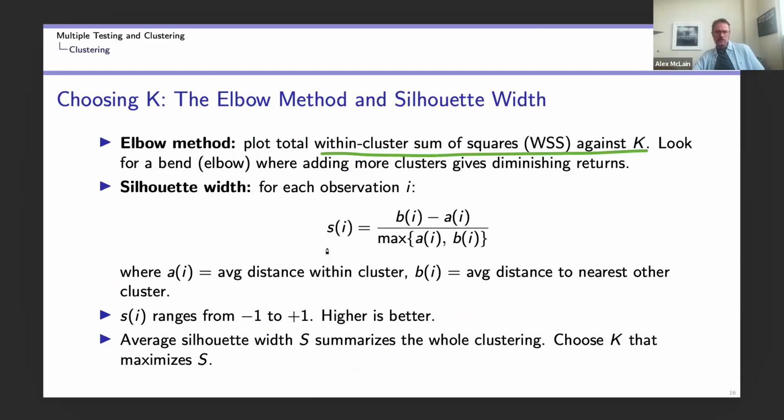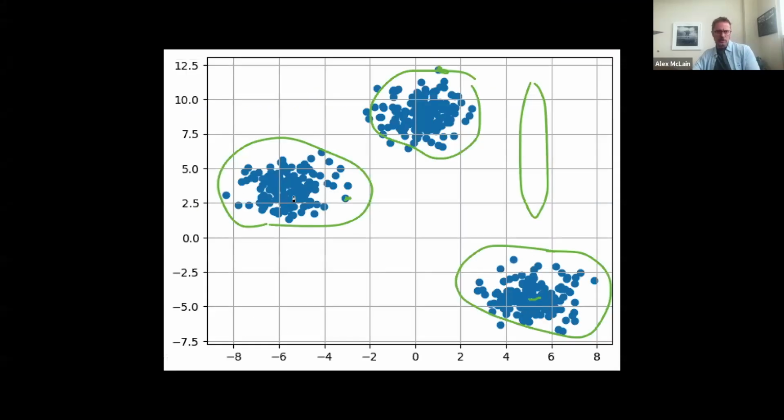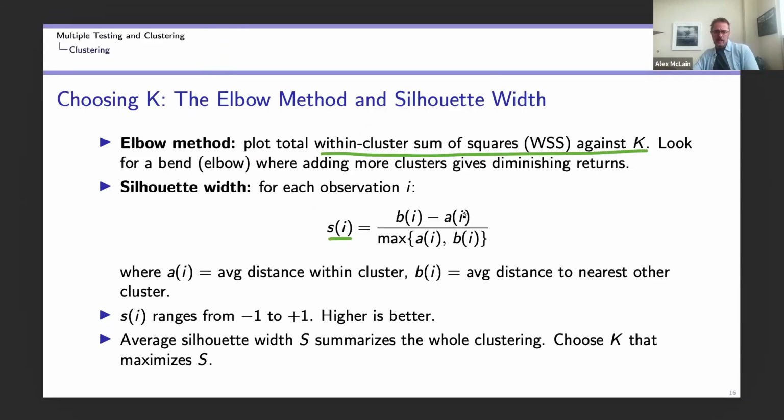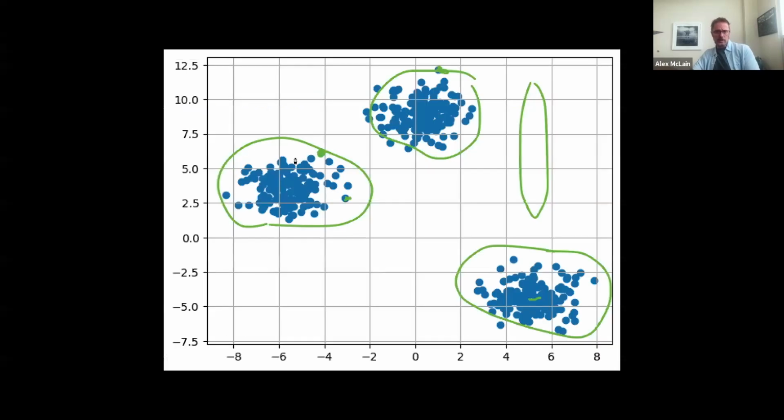The average silhouette width, this is a more deterministic approach. And what it looks at, we see bi minus ai over the max of ai and bi. This is the definition of silhouette width. On the numerator, we have the average distance of a point to the nearest other cluster. So in this example, it'd be like, all right, the average distance of this point to all the points over there, because that's the cluster that's nearest. That would be bi. ai is the average distance between that point and the other points in its cluster.